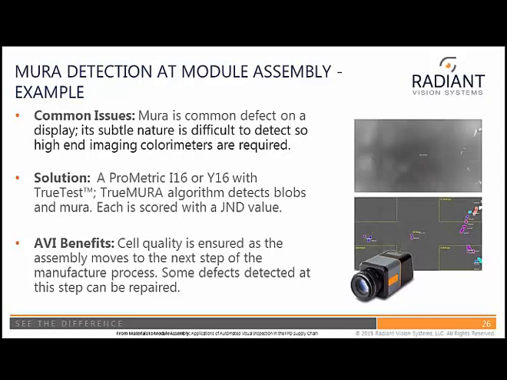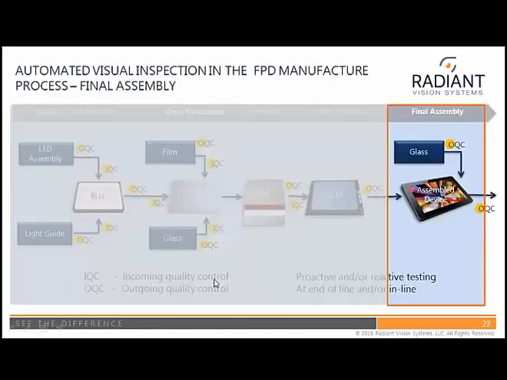Again, the MURA algorithm that we have can detect blobs in MURA and give a specific JND value. Again, a really good aspect of the automated visual inspection system is the fact that we can quantify defects repeatably in a situation that tends to be very subjective for how the operators would potentially view the system. And then cell quality can be ensured as the process moves to the next process. And then also some of the defects at this point can be repaired.